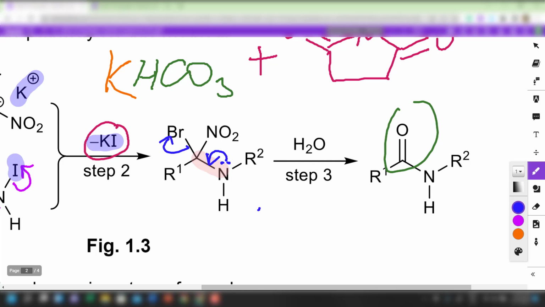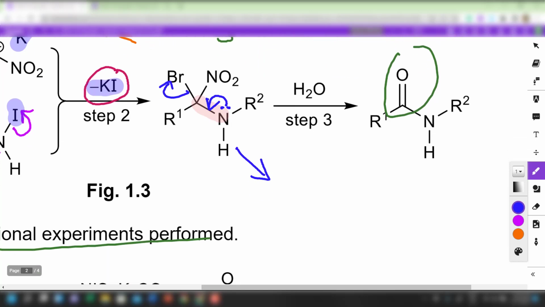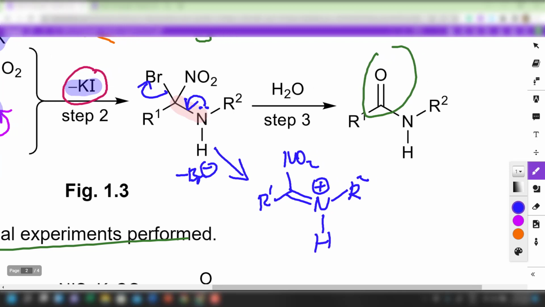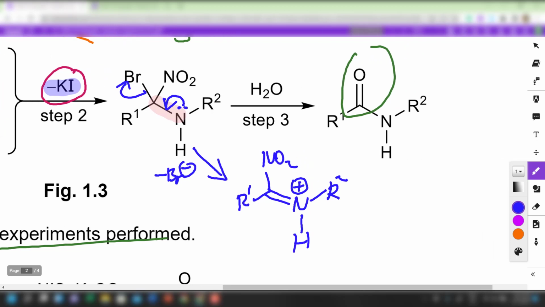And then along the way, I'm just going to draw the products out. So this is minus Br minus. And then I'm going to get R1 and then NO2, with a double bond at the nitrogen. The nitrogen will take on a plus charge, a +1 formal charge. And then an H. And then what's going to happen to H2O? You notice that now the nitrogen takes on a +1 formal charge.